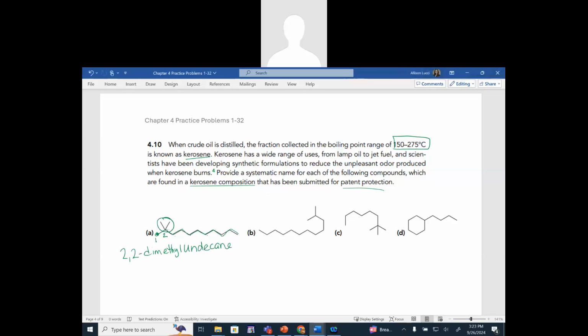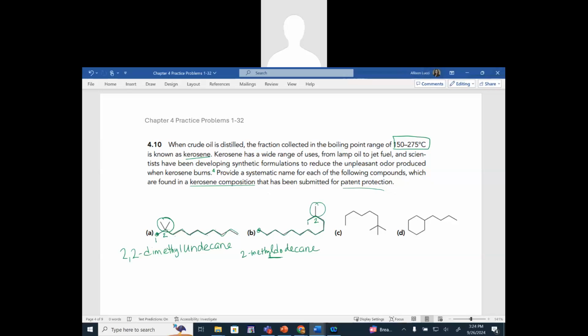Let's take a look at B. So I'm starting at this end. 1, 2, 3, 4, 5, 6, 7, 8, 9, 10, 11, 12. And then 1 substituent. So I have a dodecane parent now with 12 carbons, and that 1 substituent, I want that to be numbered at the lowest location. So I'm actually going to number starting at this end. So that will be on carbon 2. So I'm going to call this a 2-methyl. And it's all one word here, 2-methyldodecane.